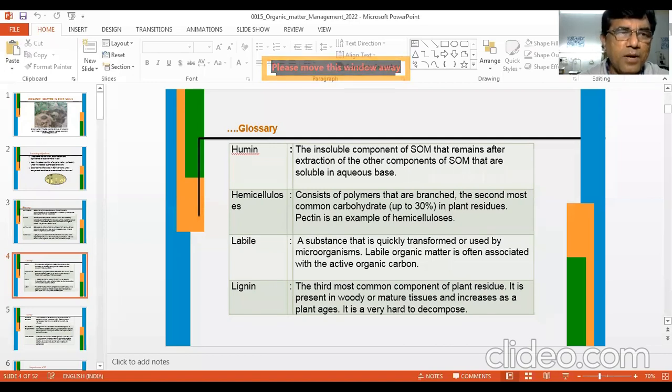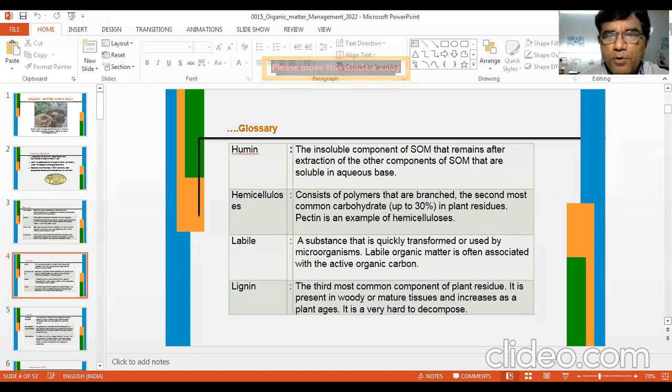Labile, you might come across the prefix labile in labile phosphorus, labile carbon, labile organic matter, and so on. So labile means a substance that is quickly transformed or used by microbes, that can be easily transformed or easily available. Labile organic matter is often associated with the active organic carbon, means which is taking part in reactions.